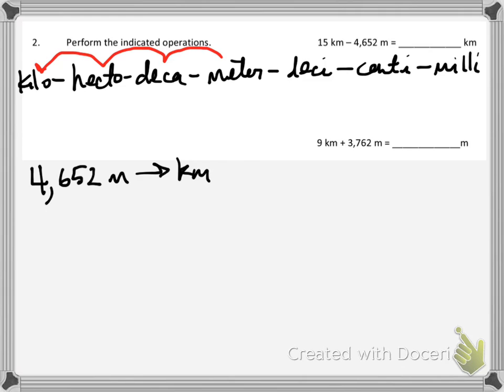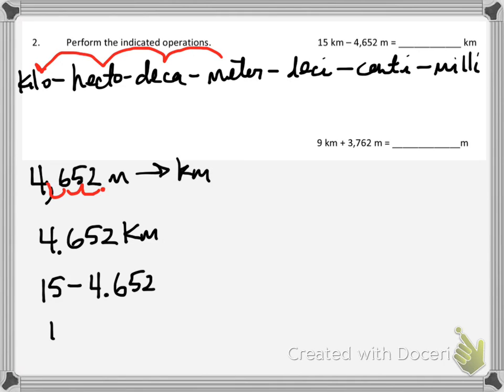So that's exactly what you're going to do to your decimal point. You're going to take your decimal, you're going to move it 3 places to the left, and you're going to end up with 4 and 652 thousandths of a kilometer. Now you can do your math, go through, subtract. Your final answer will be 10 and 348 thousandths of a kilometer.